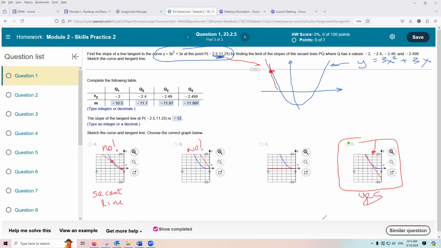All right. So what they're asking us to do is find the slope of that red line. And that's what we're going to need to do here. All right. But before we do that, let's go to the table they want us to fill in. For the table, they say find the slope of the secant line. And they're going to ask us to notice what's happening with these slopes. So here's what we're going to do. Let's get started. So they want us to find the slope when the x value here is -2.